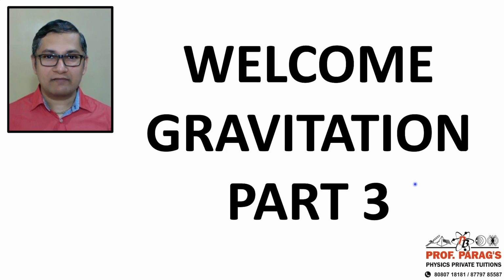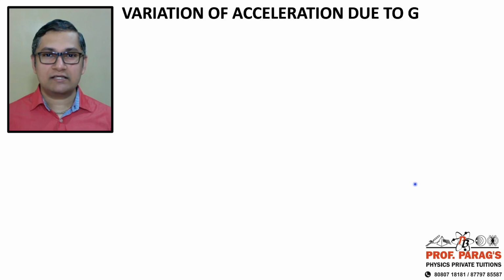So let's just quickly revise the topics that we have done so far. Mainly, we have discussed the variations of acceleration due to gravity, that is small g. Okay, so why does small g change?